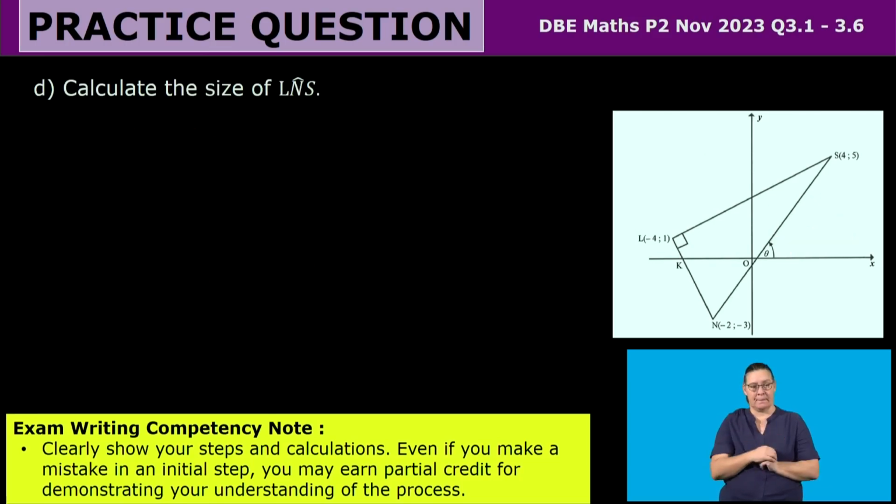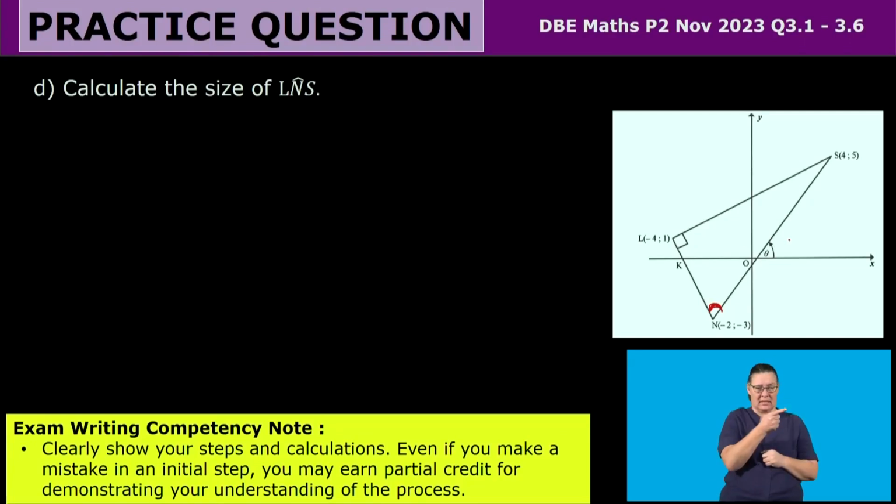They now ask us to find the size of LNS, which is sitting all the way here. It doesn't even look like it's anywhere. It's not touching the axis. So here we've got to start thinking, well, how are we going to find this angle that lies between these two lines when that line itself is not on the axis? Okay, how do we find it?